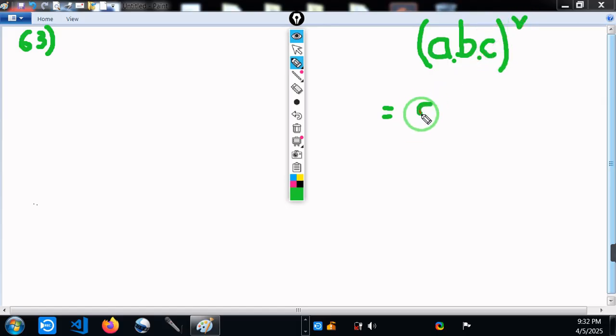Meaning the first A, there's a 1 here. 1 times V is a V. There's a 1 here for the B. It will be B to the power of V. And then there's a 1 here for the C. 1 times V is V. So we get A to the V, B to the V, C to the V.